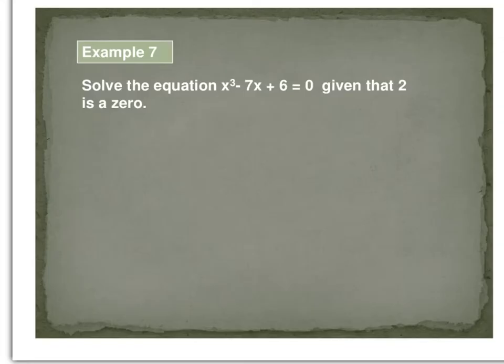Let's take a look at this example. It says solve the equation given that 2 is a 0. So it's telling me it's a 0. I want to solve it.